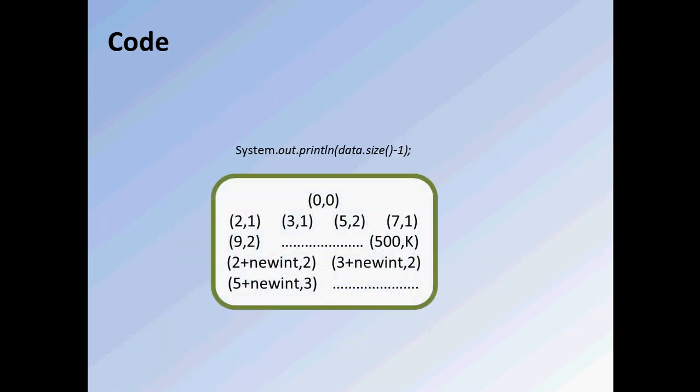So now we already have all these possible combinations. It's simple. All we have to do is print the size of our solution. And we have to remember to subtract 1 for the extra 0, 0 combination that we had added.